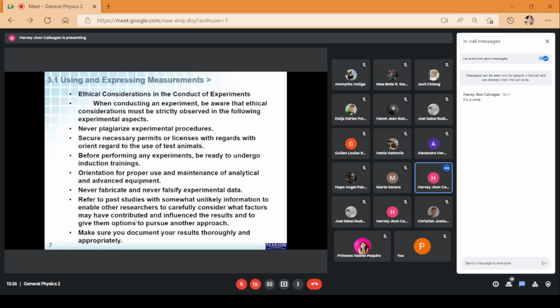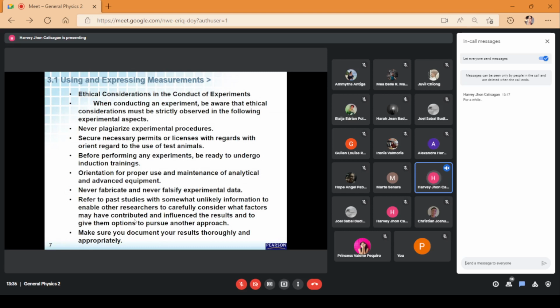Okay. So, when we conduct an experiment, we are also considering the following ethics. Okay, we are observing ethics also. So when we conduct an experiment, be aware that the ethical consideration must be strictly observed in the following aspects. First is never plagiarize experimental procedures. Okay.